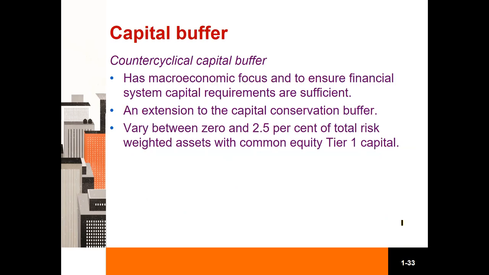APRA determines when the countercyclical capital buffer is to be deployed, when excess aggregate credit growth is associated with a buildup of system-wide risk, and it is expected that these will be infrequent. APRA reviews the need for the buffer in consultation with the RBA and publicly announces if it is to be applied. The buffer will vary between 0 and 2.5% of total risk-weighted assets and is to be met with Common Equity Tier 1 capital only.